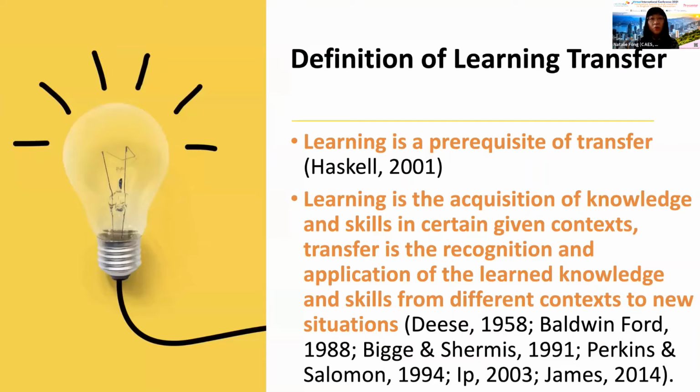When we teach something, we anticipate to some degree that students will make good use of what they have learned or been taught. Students could apply the skills in a future class, another course, or an area of life beyond. Learning is a prerequisite of transfer, so without prior learning or experience, how can we transfer relevant skills to other contexts? So as you can see in this slide, learning is the acquisition of knowledge and skills in certain given contexts.